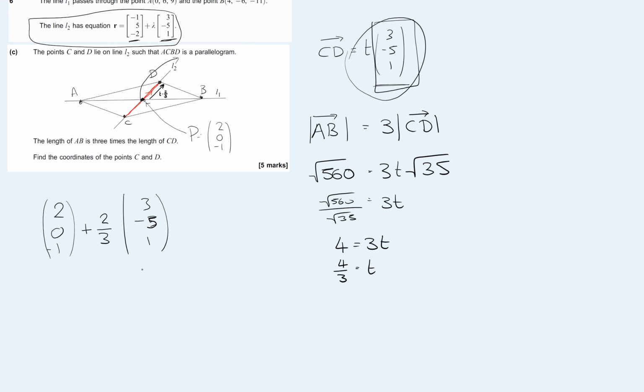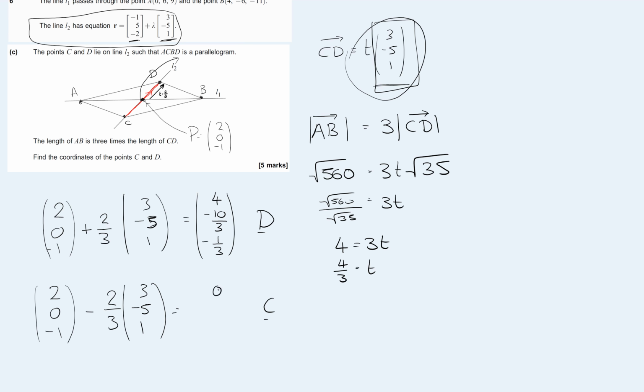Okay, and then once we actually evaluate this, that's going to give us the value of what I've labelled on there as point D. So that's going to give us the vector D. And symmetrically, if you like, if I subtract 2/3 of the direction vector, that's going to give me my point C. Okay, so all I then need to do is just to work these through on my calculator, and the final solutions come to (4, -10/3, -1/3) and (0, 10/3, -5/3).